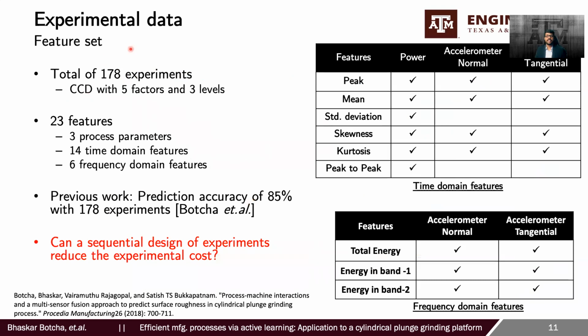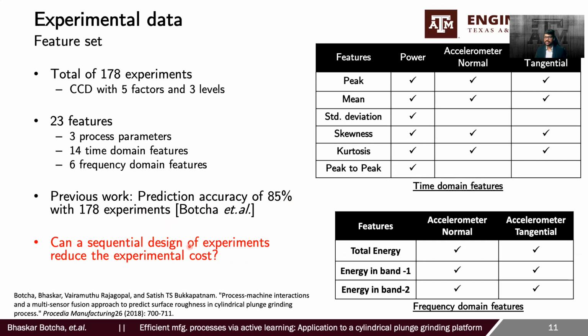So the input experimental data: we use a total of 178 experiments, a CCD with 5 factors and 3 levels. And we use 23 features. We have 3 process parameters, which are feed rate, wheel speed, and work speed, 14 time domain features, which we extract from the signals, and 6 frequency domain features. Now, the feature extraction routine is discussed in one of our previous works, which is published in Procedia. And there we have reported an accuracy of around 85% with 178 experiments.